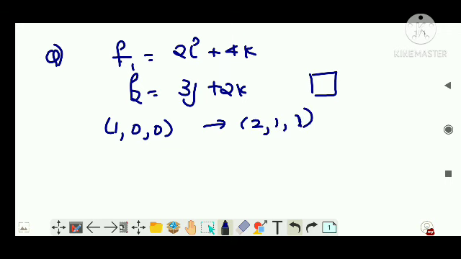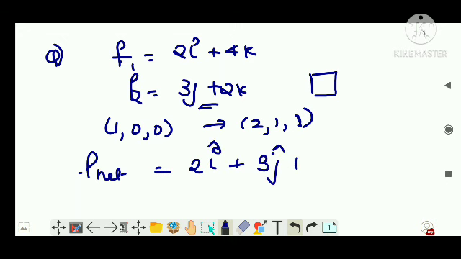Please do the numerical by yourself by pausing the video, right? After doing that, then come, right? So what would be the net force? 2i. Is there any i term here? No. So it is 2i cap plus 3j cap plus 6k cap. That is the net force.